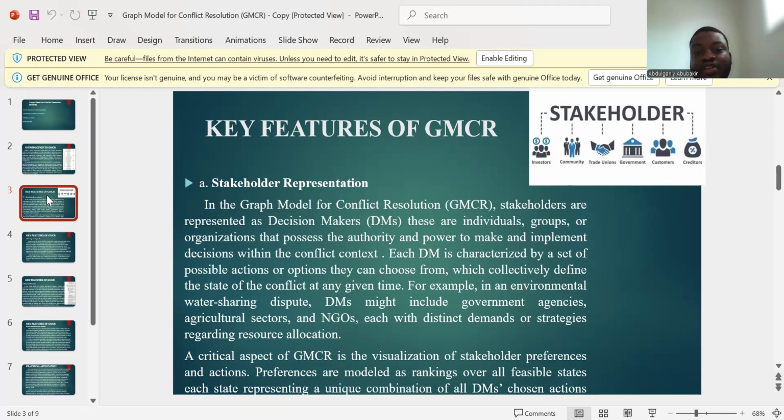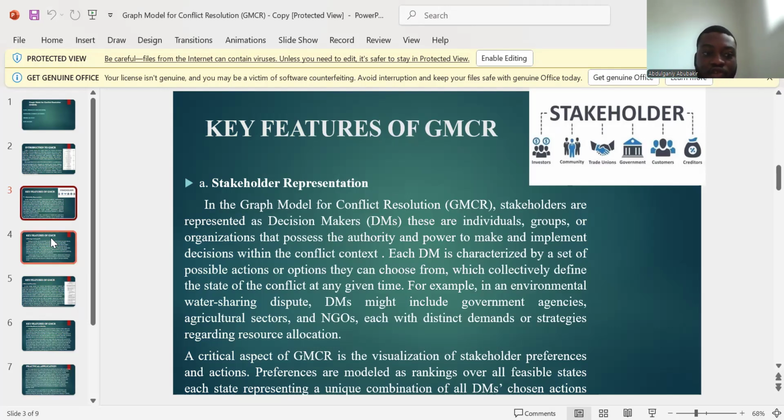So for example, like an example I gave here, an environmental water sharing dispute might include government agencies, NGOs, agricultural sectors. So everyone participating in this dispute is a decision maker. Everyone involved is a decision maker and a stakeholder. There are actions and authority given to every decision maker for them to represent what's to come of a conflict, the outcome of a conflict, and how to resolve it.